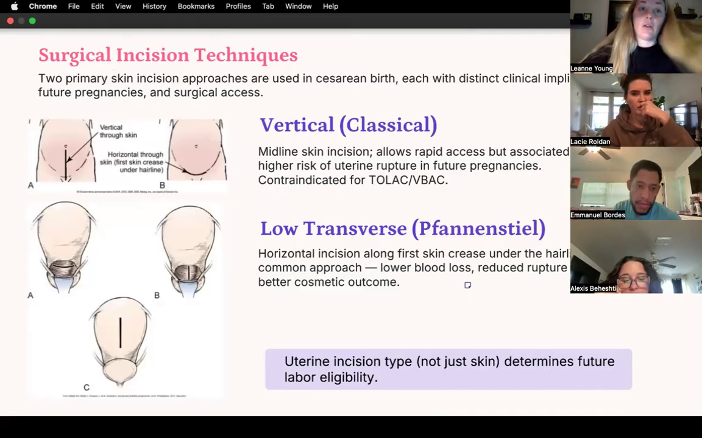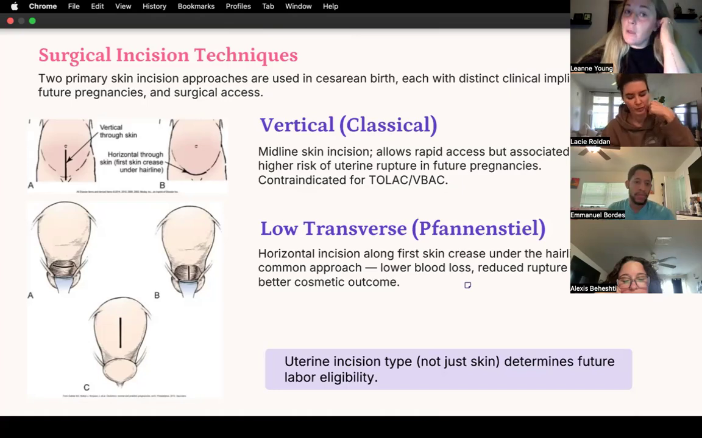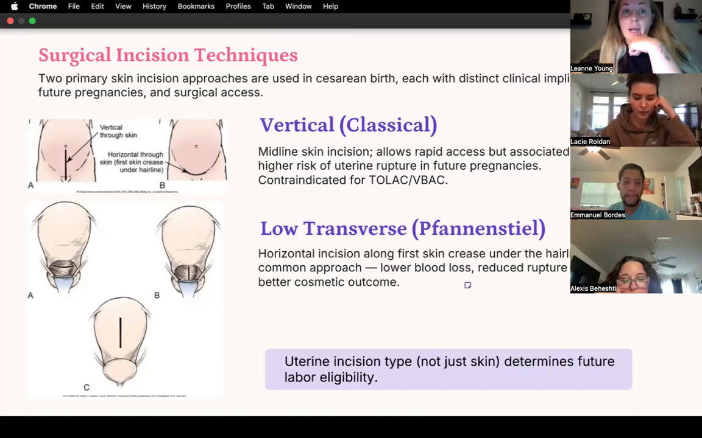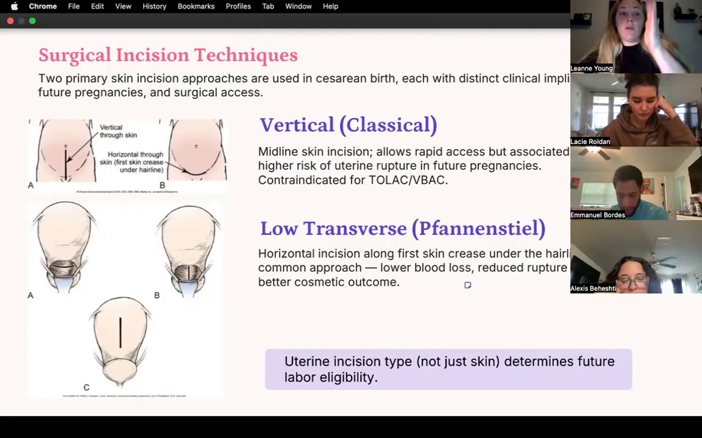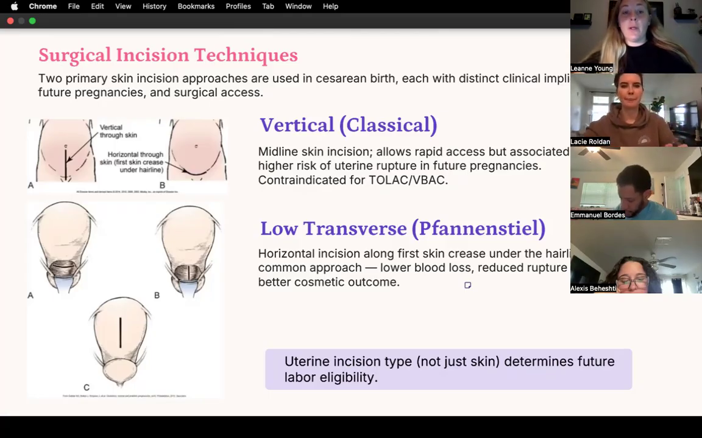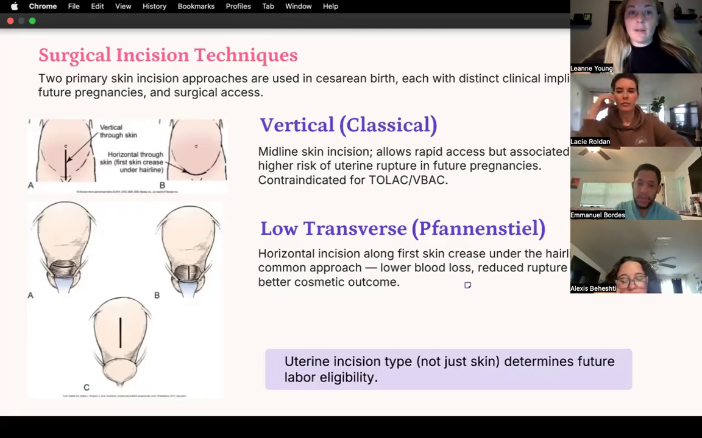If we are doing a vertical or a classical incision, it's usually because this baby needs to be delivered right now. Like we're doing an emergency stat C-section because there was an abruption, because something happened in utero, something is going on that we need to get access to this baby immediately. So this is a vertical or classical incision. It goes straight down vertically from the mom's umbilicus to the top of her pubic bone. Like I said, it allows rapid access. So this is the fastest way to perform a C-section.